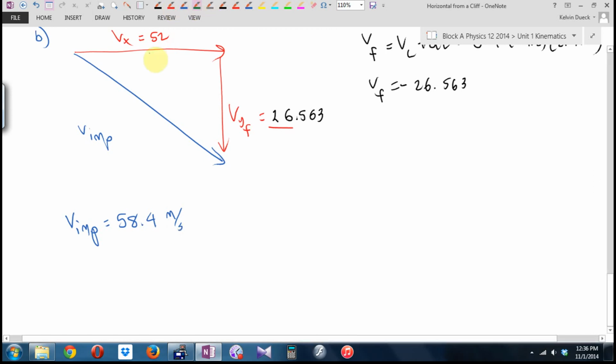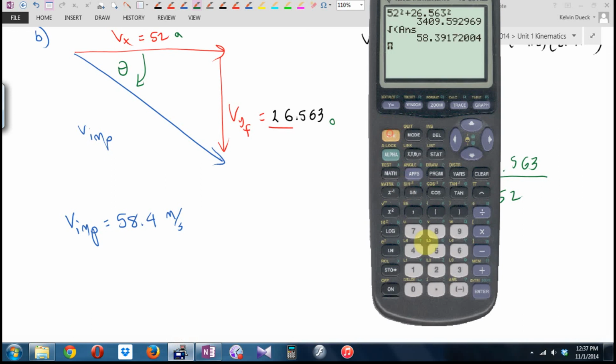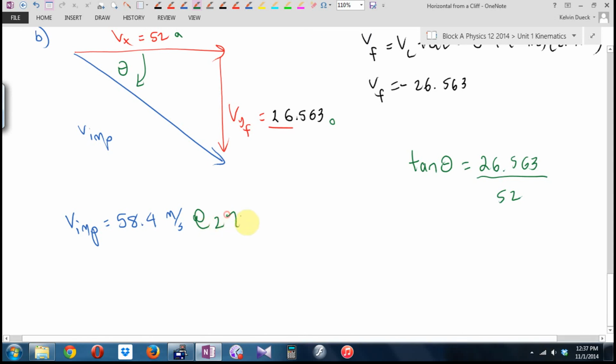Direction. Here's my angle theta. Opposite, adjacent. Tan theta equals 26.563 all over 52. Shift tan, bracket, 26.563 all over 52. And I get 27 degrees below the horizontal.